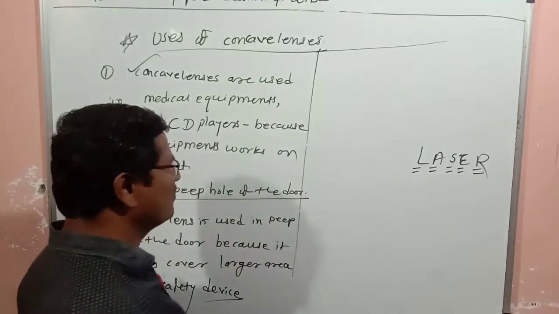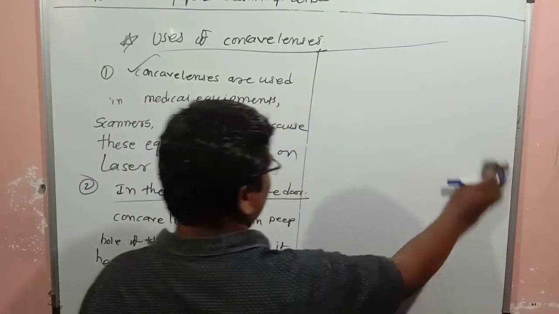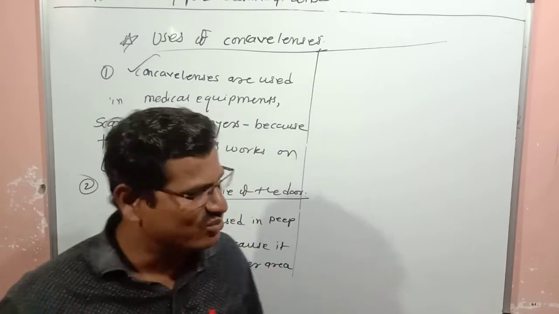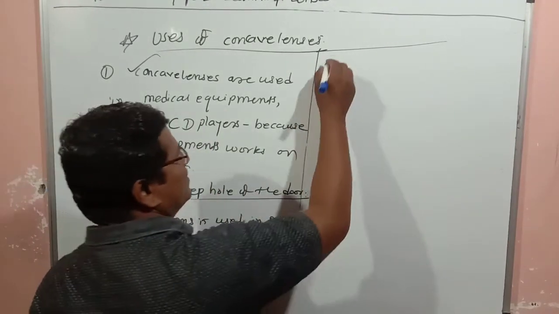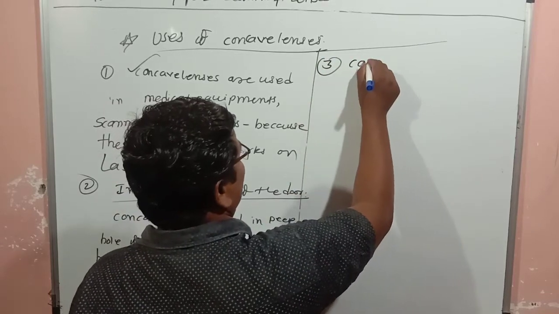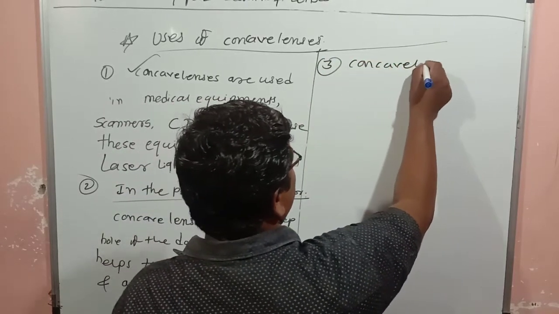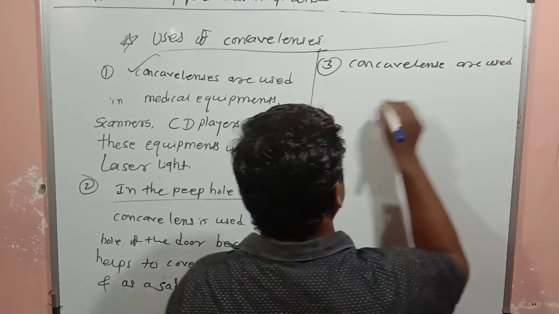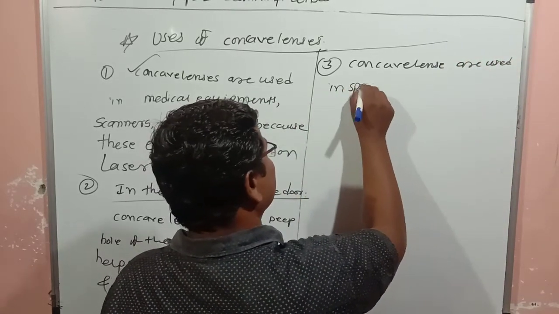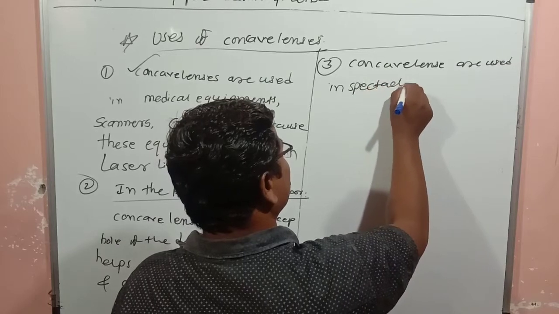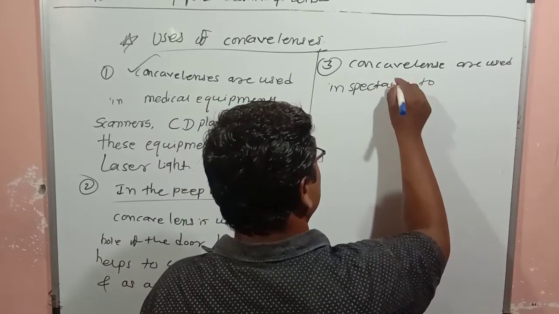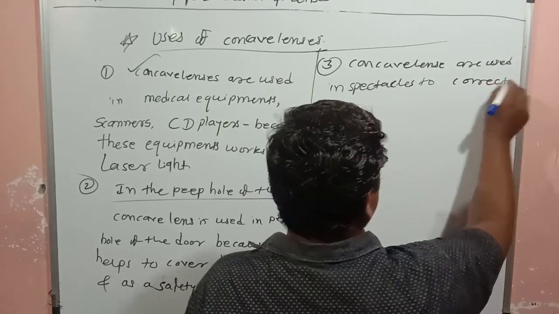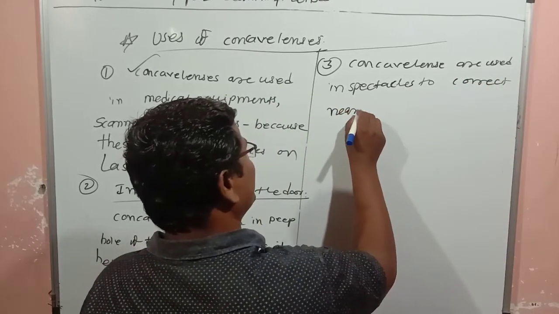Next, the third point: concave lenses are used in spectacles to correct nearsightedness. Third one: concave lenses are used in spectacles to correct nearsightedness.